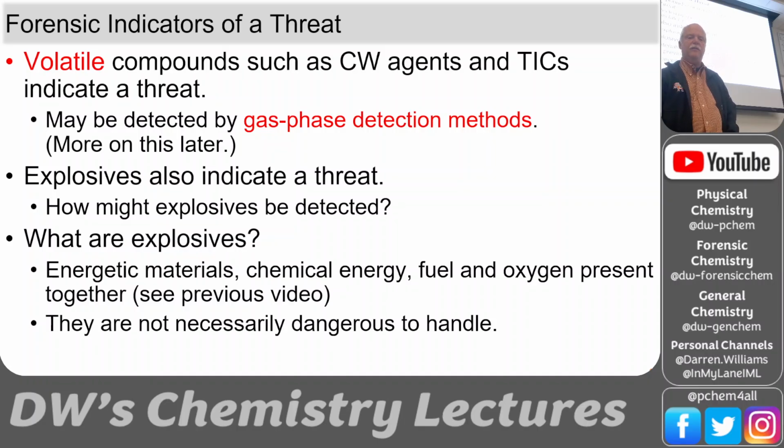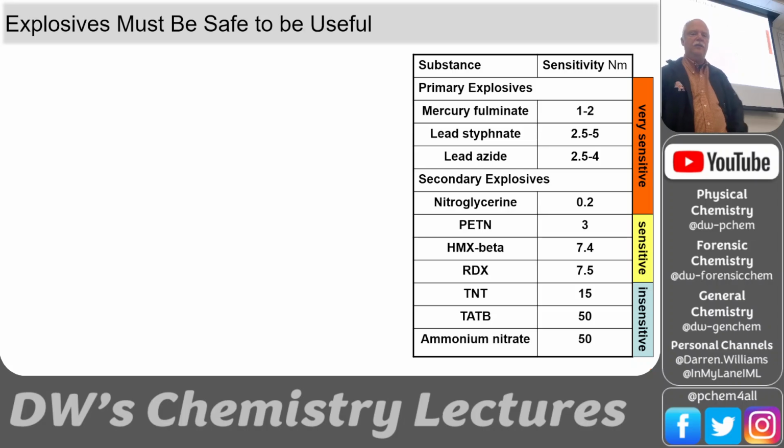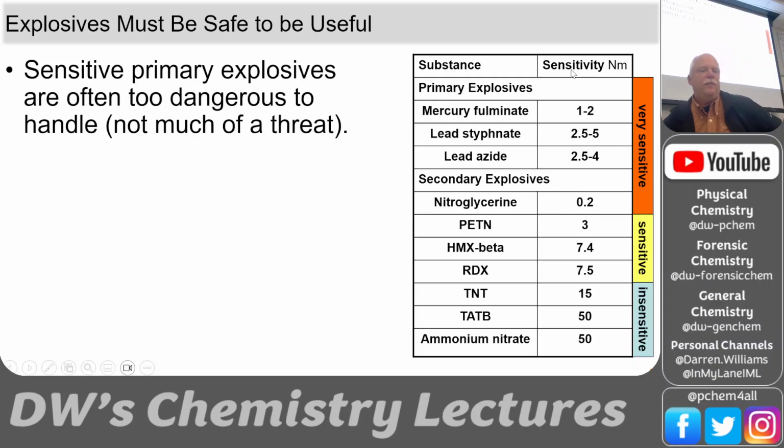And so, what are these explosives? Well, they're energetic materials. We talked about this last time, where the fuel and the oxygen are present in the molecule themselves or in adjacent molecules in a solid. So the explosives must be safe to be useful. This is the reason why sensitive primary explosives are often too dangerous to handle, like mercury fulminate or even nitroglycerin, with a sensitivity of 0.2, that's ridiculously small. So a small shock to nitroglycerin can cause it to detonate.